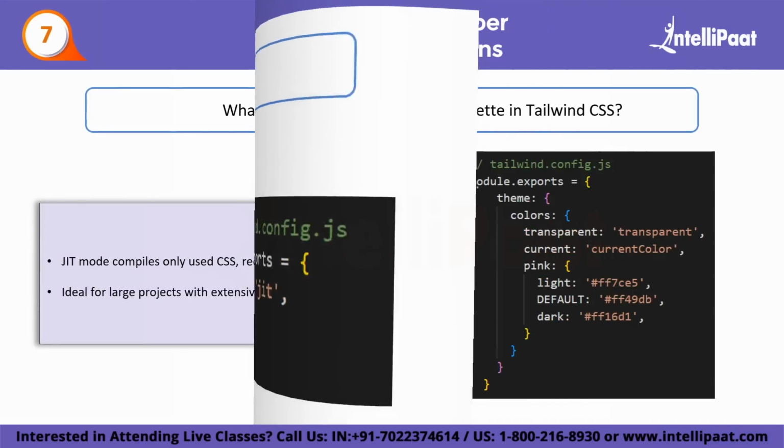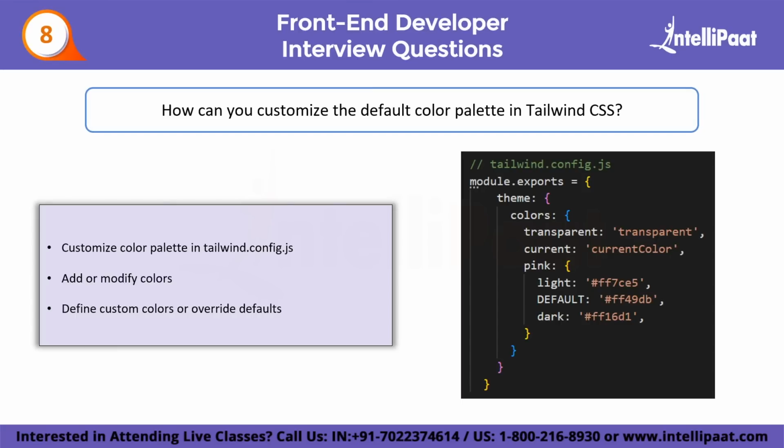Moving on to the next question. How can you customize the default color palette in Tailwind CSS? The answer to this question is, in Tailwind CSS, you can customize the default color palette by extending the theme section in the tailwind.config.js file. As you can see in the example on the right side, the colors section is extended inside the theme section, where the customization is done for the color pink.